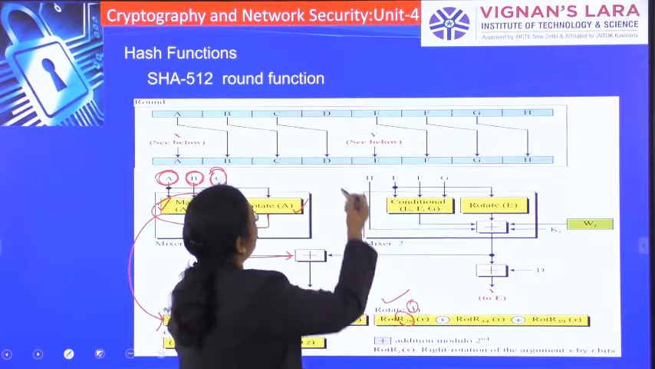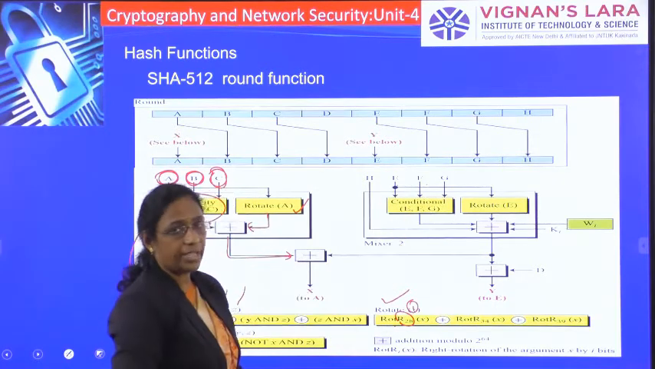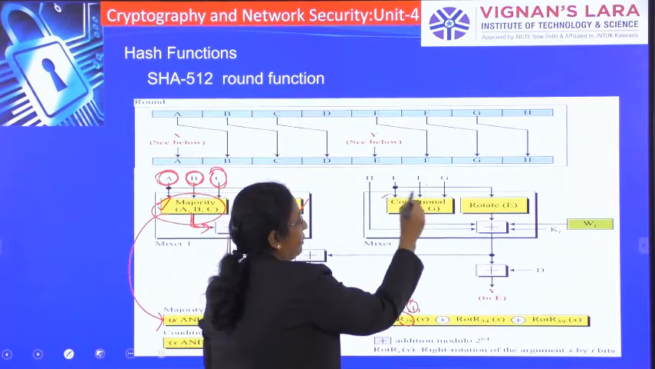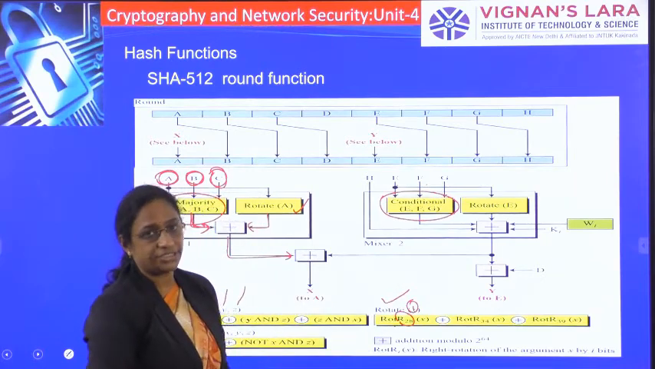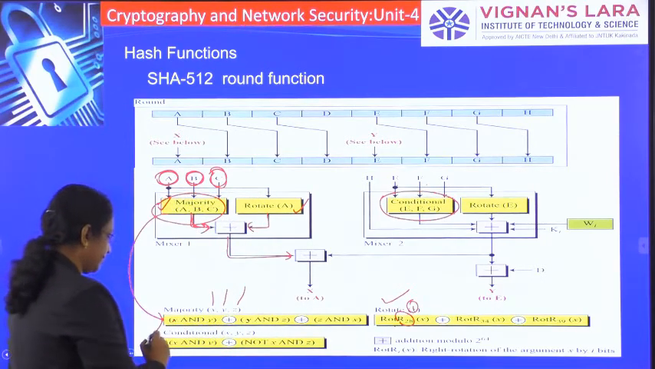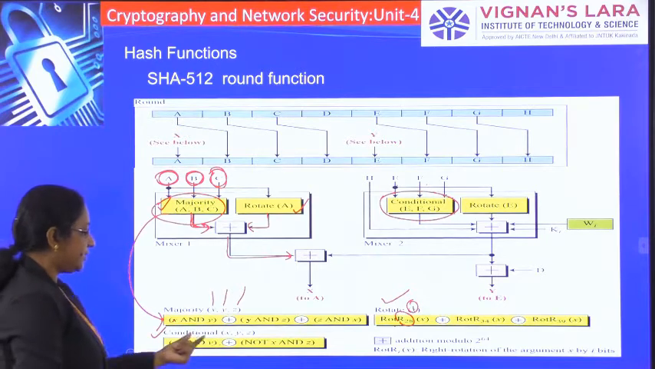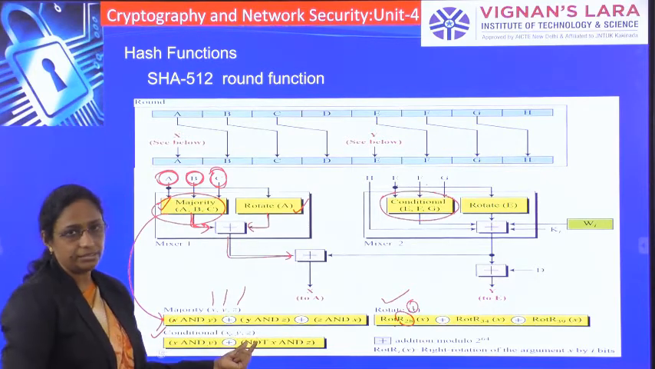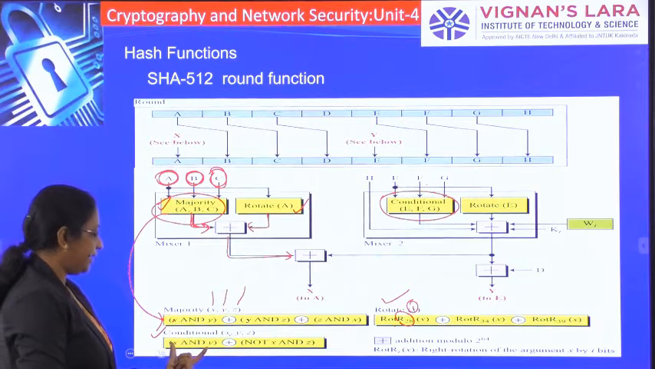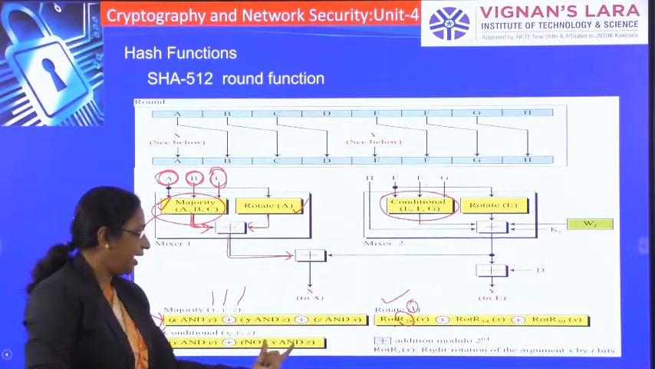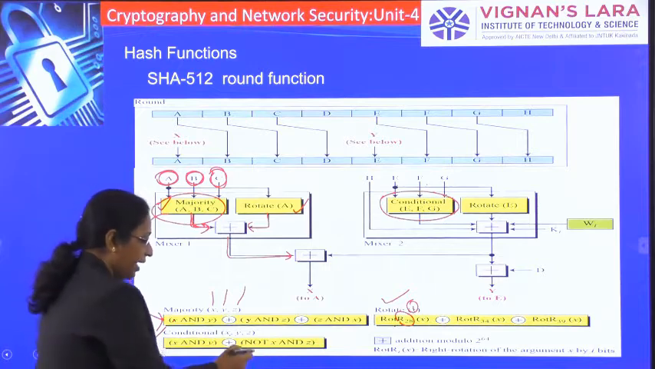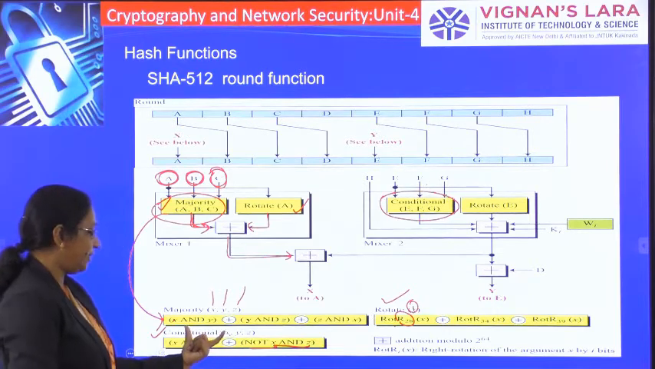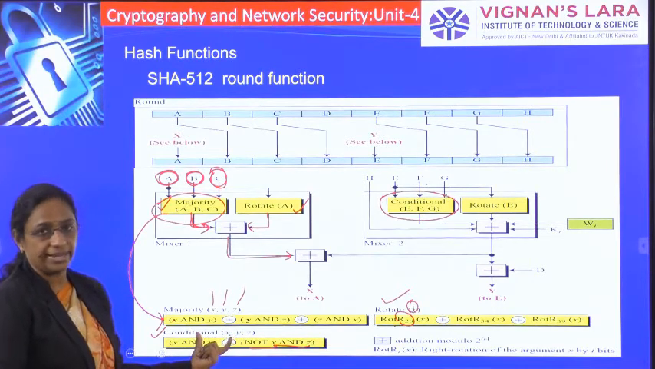Then we have E, F, G. Whatever bits are stored in E, F, G will go to a function called conditional, this is your conditional function. X will be the bits in E, Y the bits in F, and Z the bits in G. So again, X and Y are done with an AND operation, and not X and Z operation will be done, and finally both will be XORed. You will get an output for the conditional XYZ.